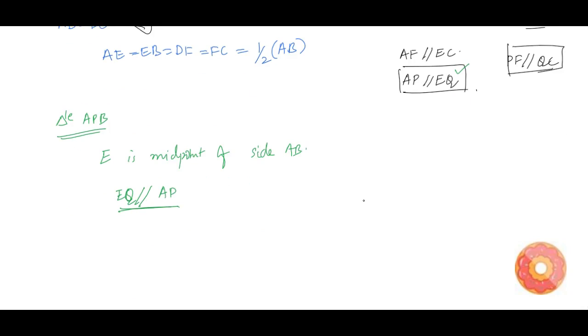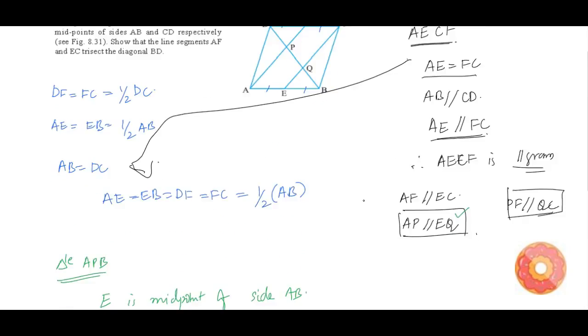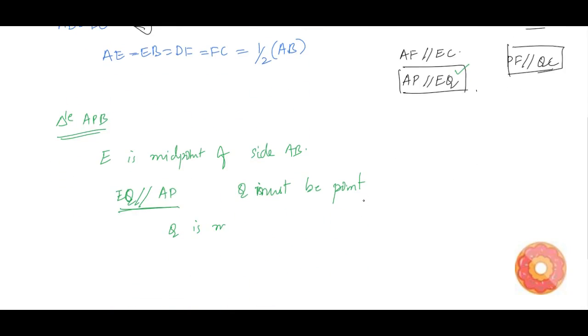Since E is the midpoint of AB and EQ is parallel to AP, Q must be the midpoint. This is from theorem 8.10. Therefore, Q is the midpoint of side PB, which means PQ is equal to QB is equal to half of PB. This is the first condition.